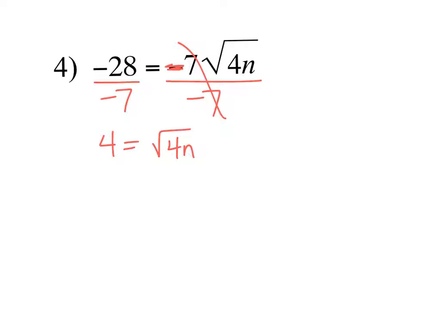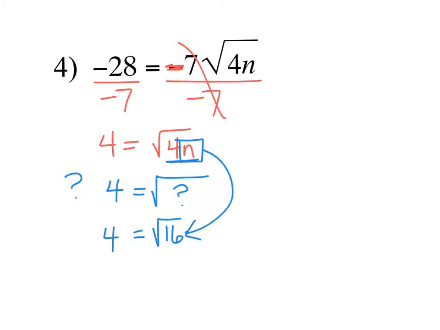But think to yourself, what would you have to square root to get 4? Think about that. Hopefully you said 16. Okay, square root of 16 is 4. Now, up here we don't have 16, do we? We have 4n. Well, what times 4 gives us 16? Well, that would be 4. So that should be our answer.